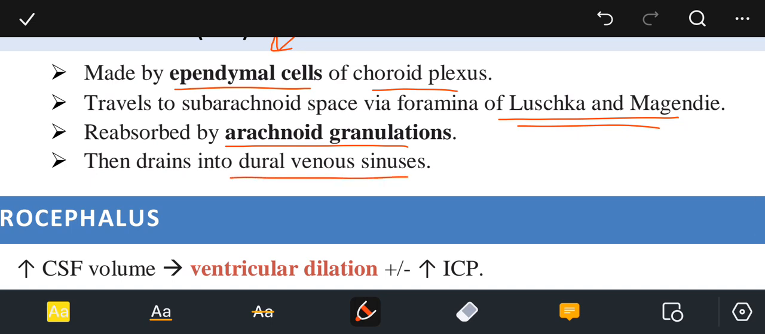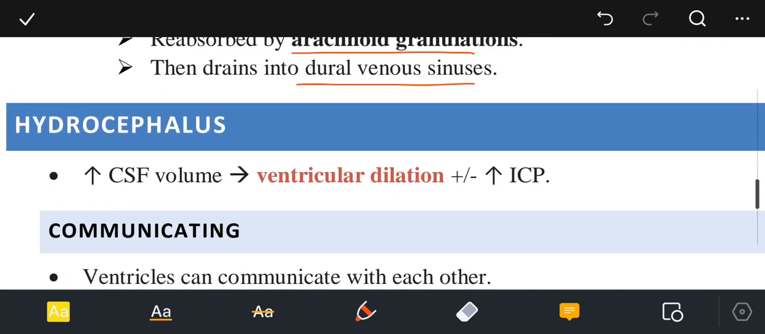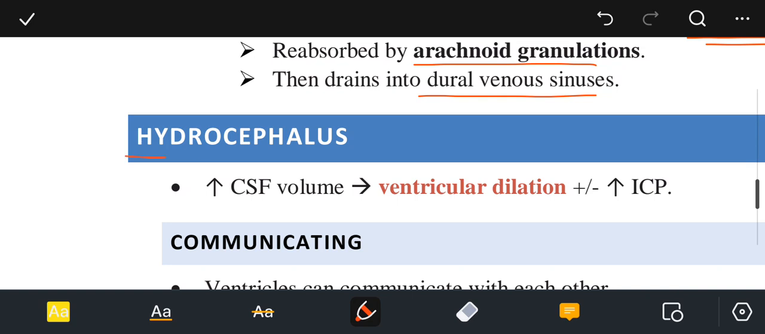Okay, then we have hydrocephalus. When does this condition develop? As the name indicates, hydro means water and cephalus means in the brain. So if excessive fluid starts accumulating in the brain, in the cranium, that is called hydrocephalus. Increased CSF volume leads to ventricular dilation with or without an increase in the intracranial pressure.